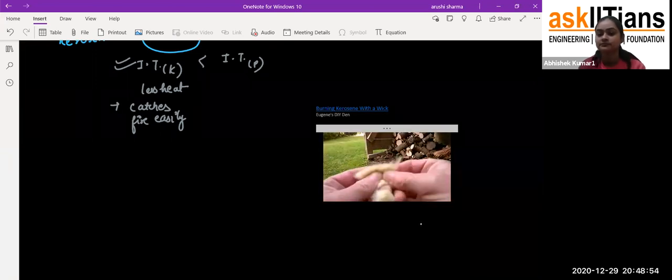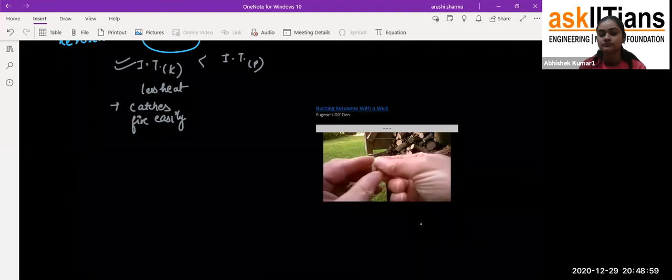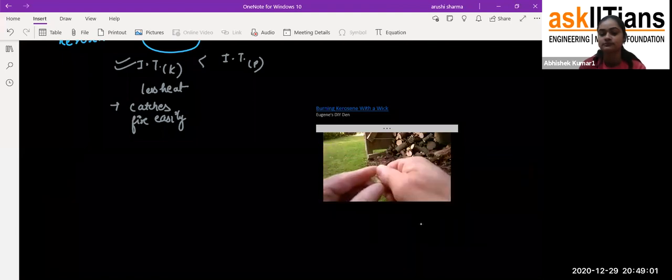I'm going to get a piece of fiberglass roofing insulation and make it into a wick.